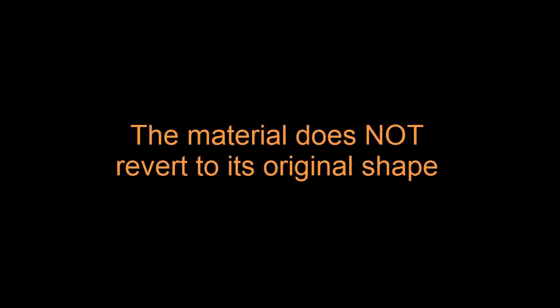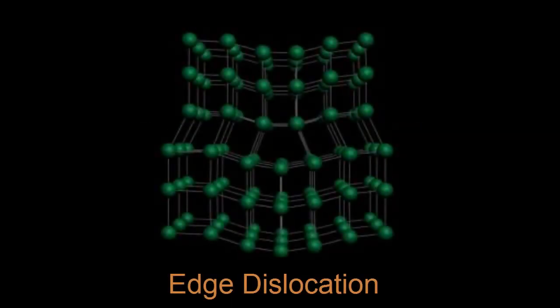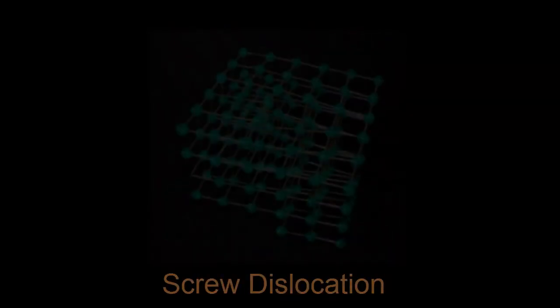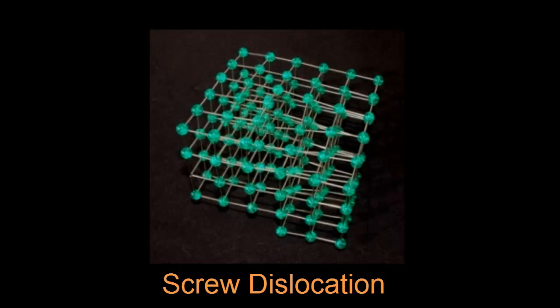In plastic deformation, when a load is applied to a material, it deforms. However, in plastic deformation, the material does not revert to its original shape. This is due to microscopic dislocations. When these dislocations are introduced into a lattice, they permanently alter the structure of that lattice. Thus, a plastic deformation is a permanent deformation.